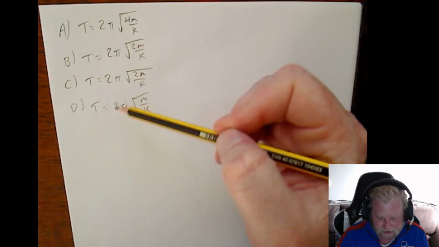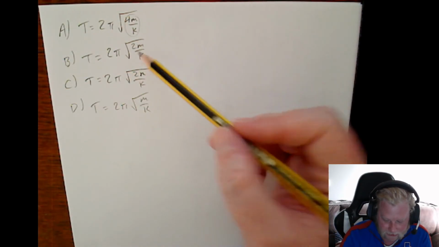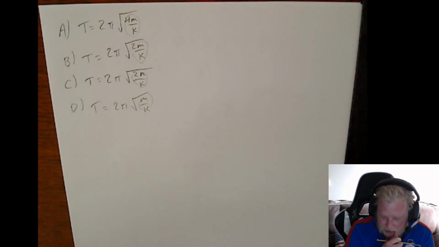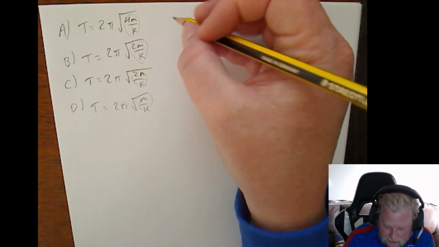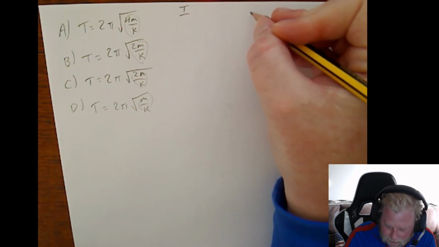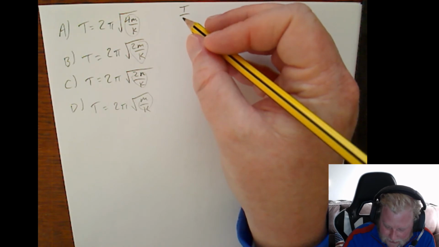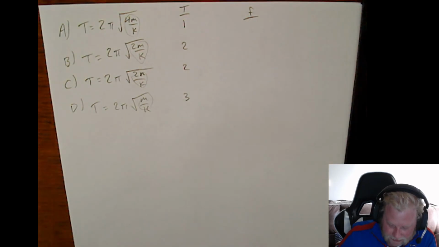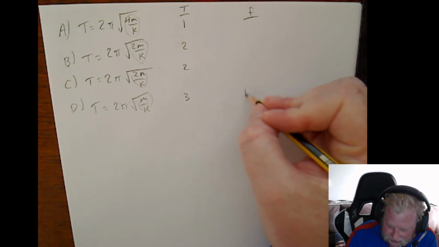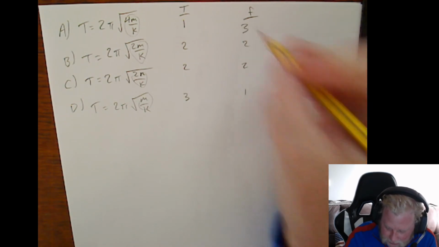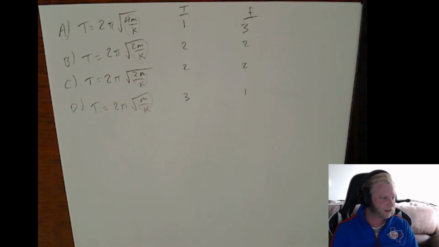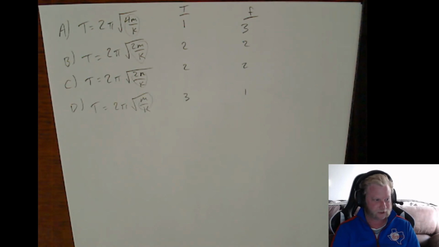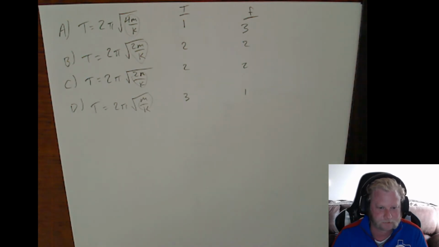Now, obviously, they all share the 2 pi square root, so all we're really caring about is what's inside that square root. So if we're ranking it by period, we'll put period right there, and then we'll put frequency right here. If we're ranking it by period, this one would have the greatest period, these two would be tied, and this one would have the least. Now, if we're looking by frequency, it's going to be inverse. Whichever one has the greatest period has the lowest frequency. So if you're asked to rank things by frequency, rank them by period, then just flip the order.